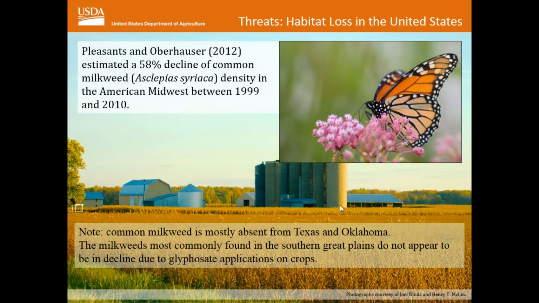So here's some of the data. One study estimated a 58% decline in common milkweed across the American Midwest between 1999 and 2010. So that's where we're at in the Midwest. And so it's believed that even little pockets that we can create are going to be very useful, whether that's roadsides, or plantings we do in agriculture.